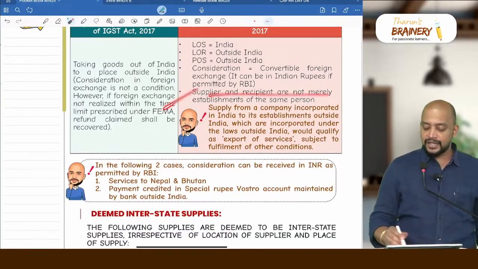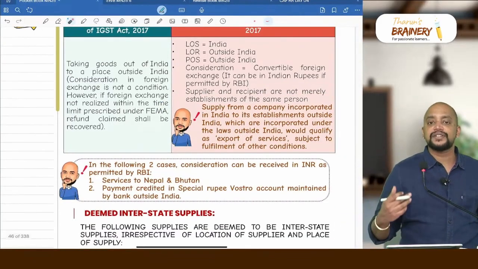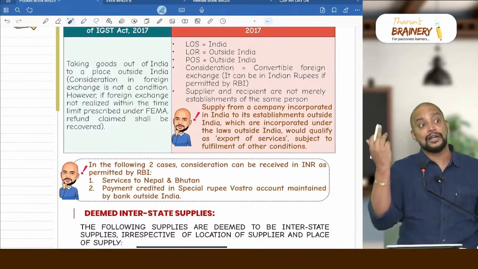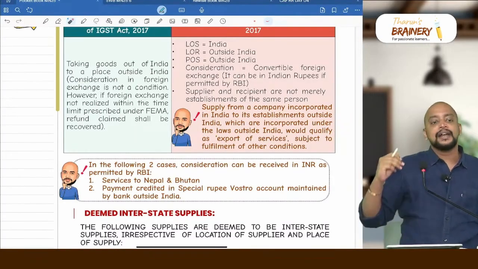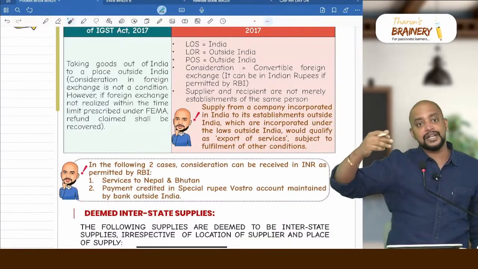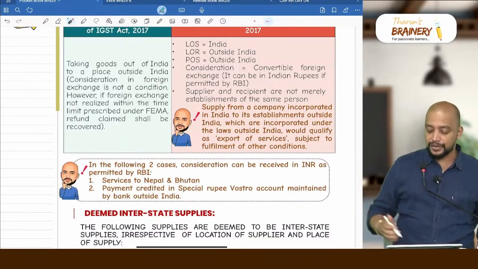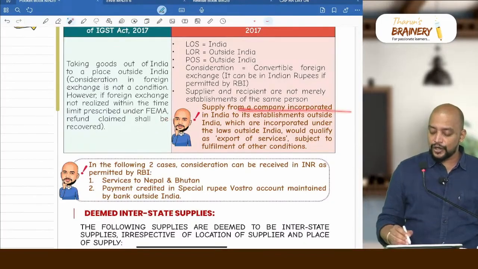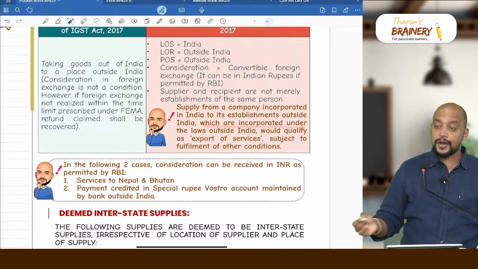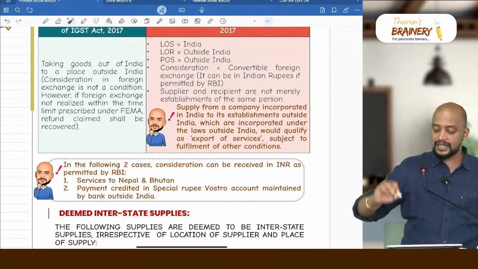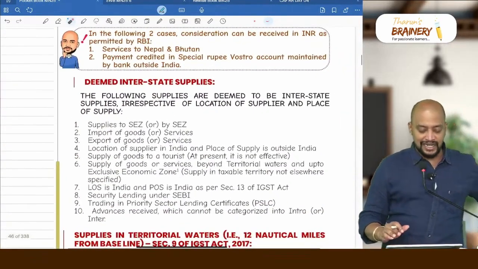Then supplier and recipient are not two establishments of the same person. Suppose there is a branch which is incorporated outside India under the law of that country. Head office is in India, but the branch office is outside India, and the branch is incorporated outside India under the law of that country, then definitely it will be treated as a different person only. Supply from a company incorporated in India to the establishment outside India, which is incorporated under the law outside India, would qualify as export of service subject to fulfillment of other conditions.